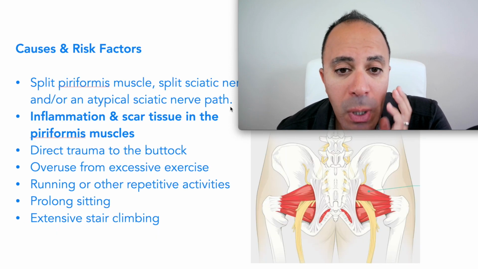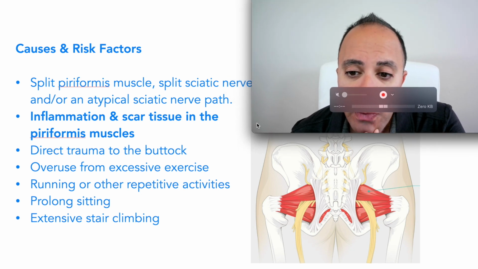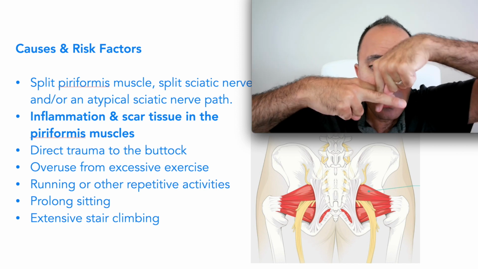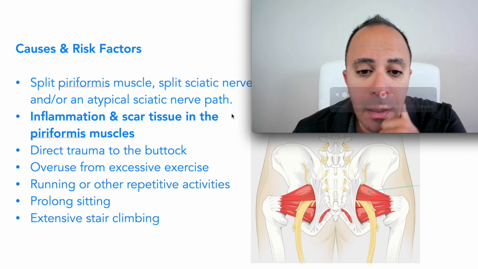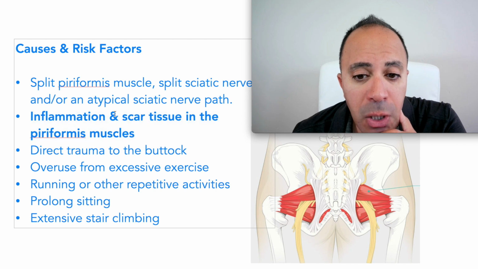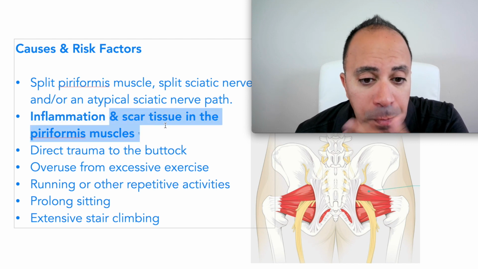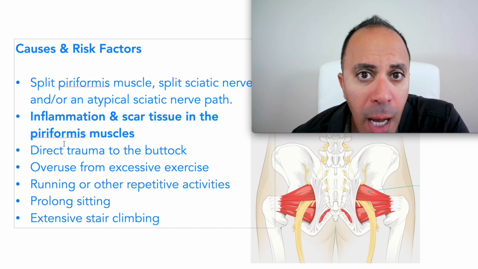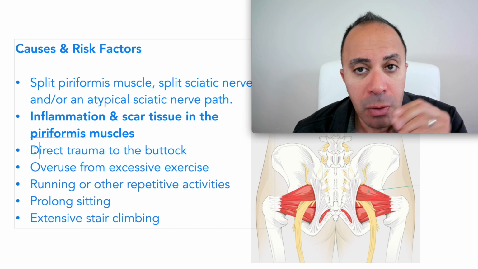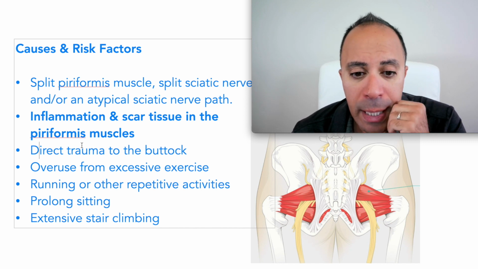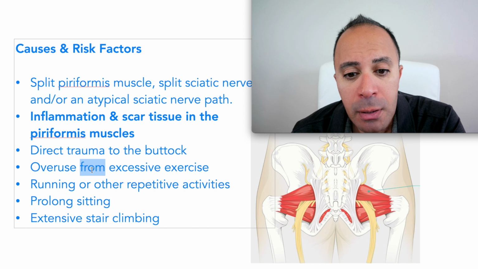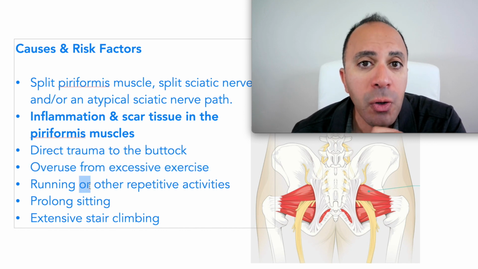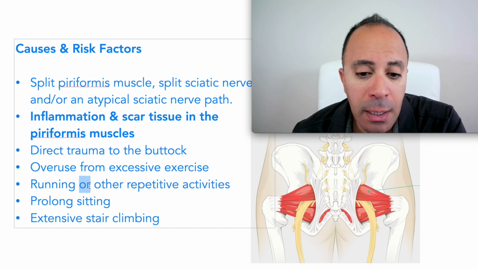So what are the causes and risk factors? One of the causes is the split, as I mentioned: the piriformis muscle is split and the nerve goes through it. The other cause, and the main cause, is inflammation and scar tissue in the piriformis muscle that make the muscle tight and spastic. Other risk factors are direct trauma to the body, any hit to that area, and overuse related to excessive exercising, running, prolonged sitting, or excessive stair climbing.